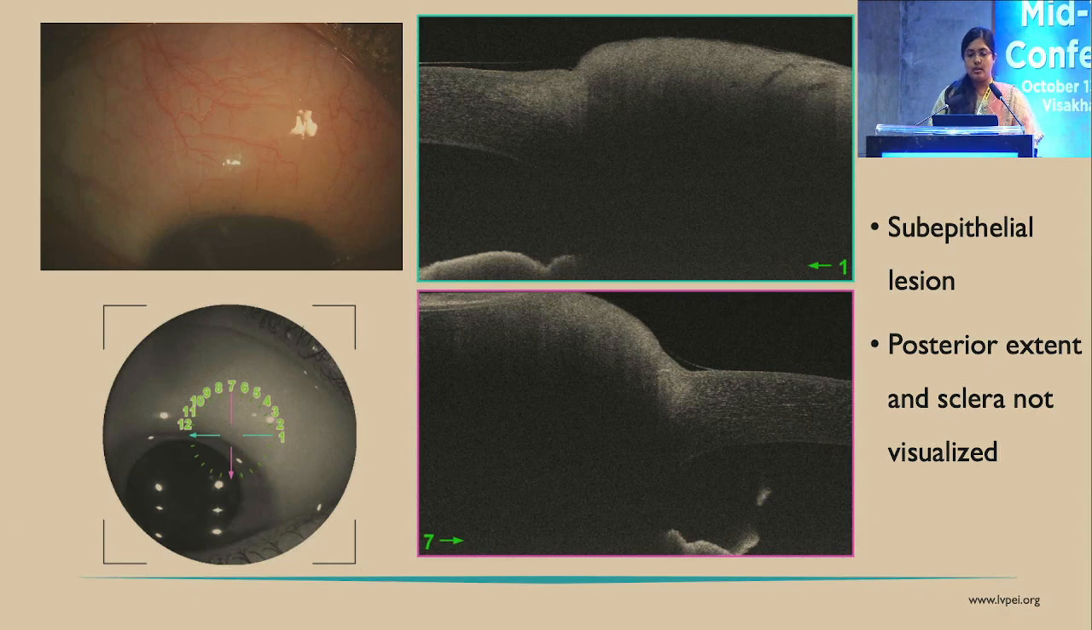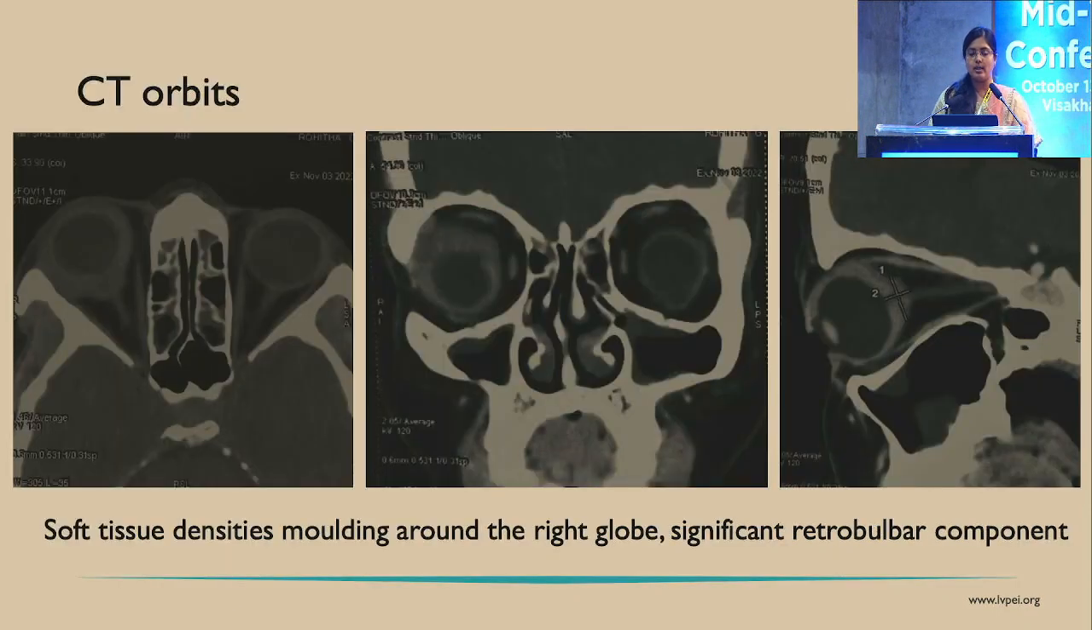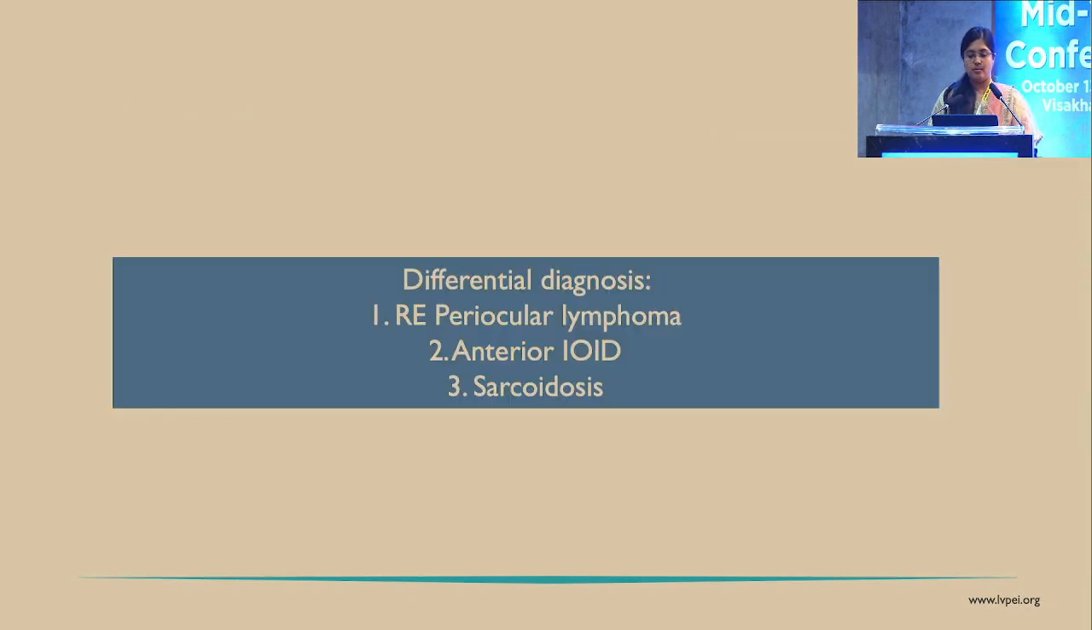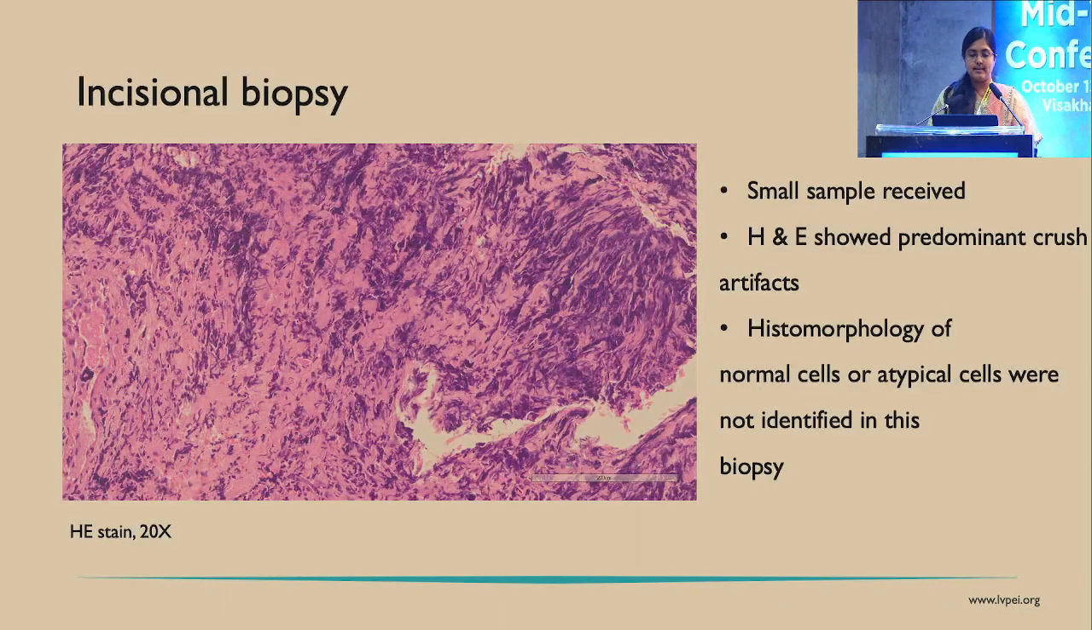ASOCT through the lesion showed that the lesion is subepithelial in location. And macular OCT showed elevation of the posterior pole corresponding to the choroidal folds. CT orbit showed soft tissue densities molding around the right globe with a significant retrobulbar component, possibly causing the elevation of the posterior pole. At this point of time, our differential diagnoses were periocular lymphoma, anterior nonspecific orbital inflammation or sarcoidosis. Serum ACE and IgG4 were normal and the patient was advised incisional biopsy.